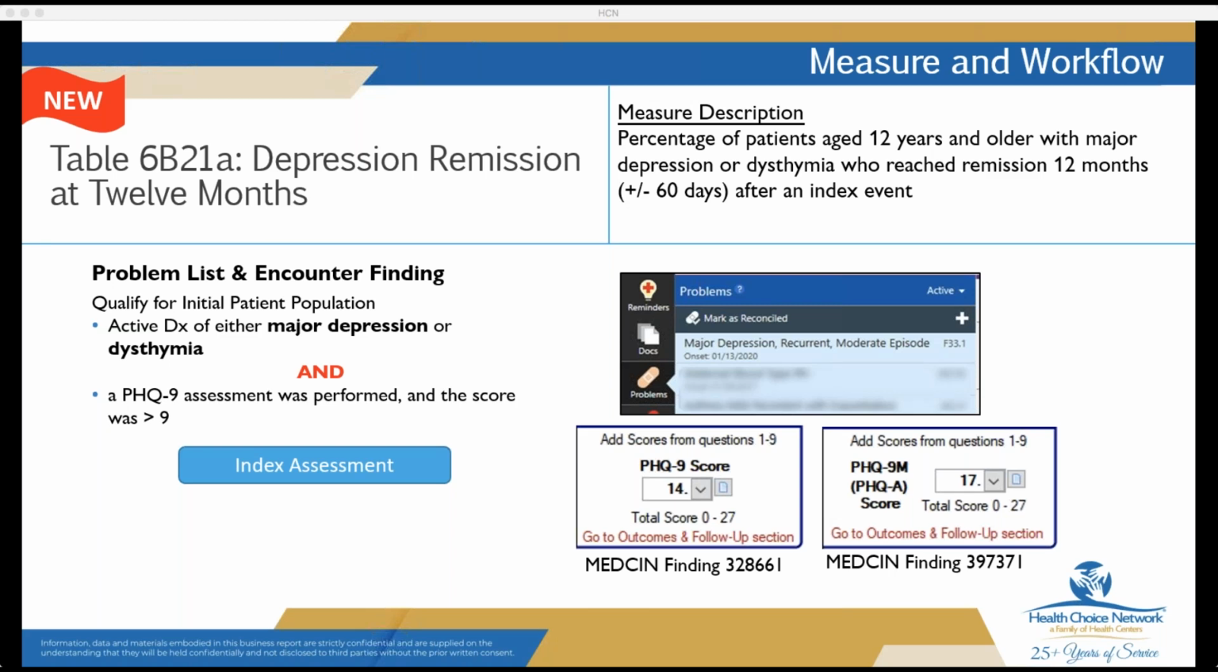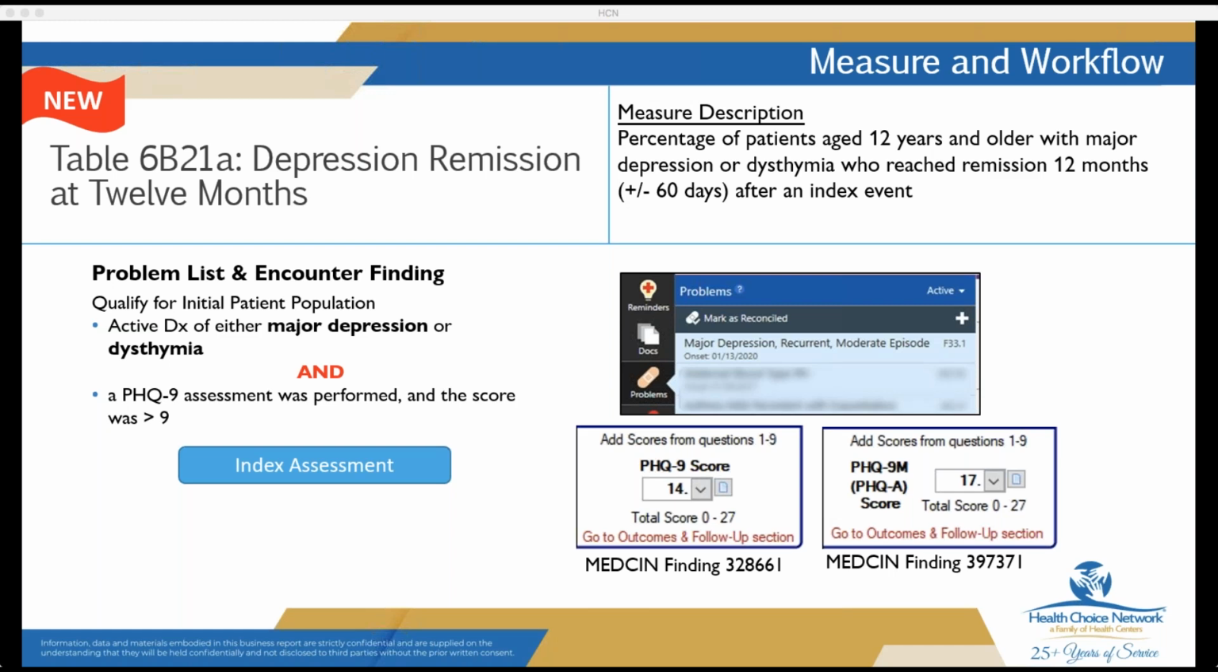Okay, so regarding the new measure here, depression remission at 12 months, this is actually a very interesting measure because it looks at the population who are currently depressed or have a diagnosis of dysthymia. So really what this measure is looking for, and it's very specific. So let me walk through with you what the criteria are.